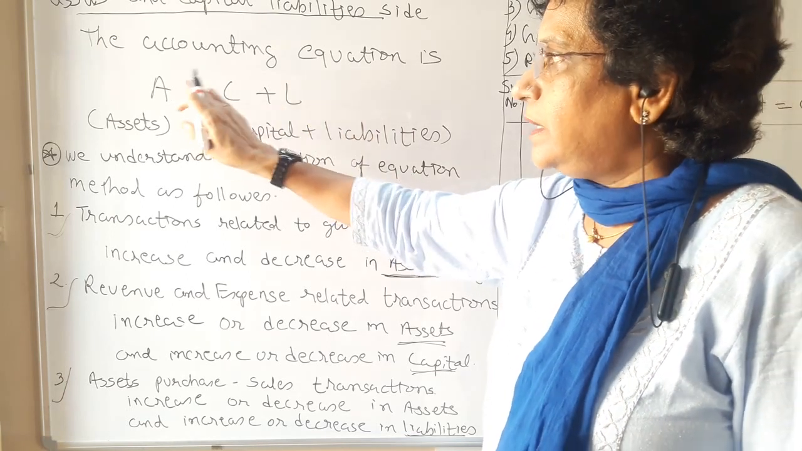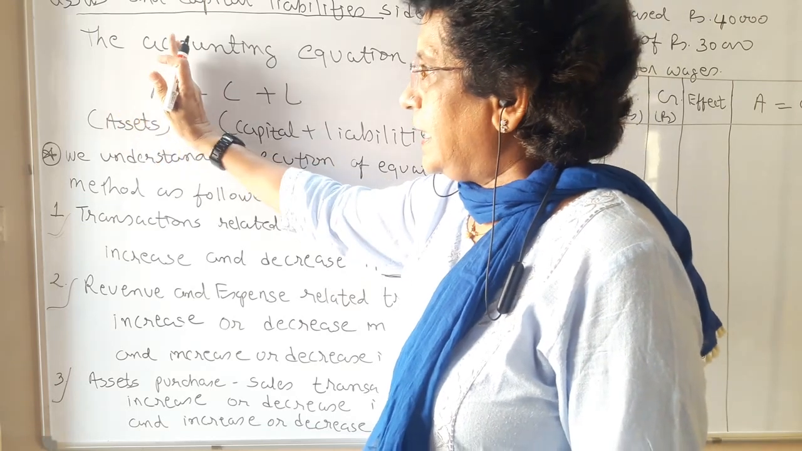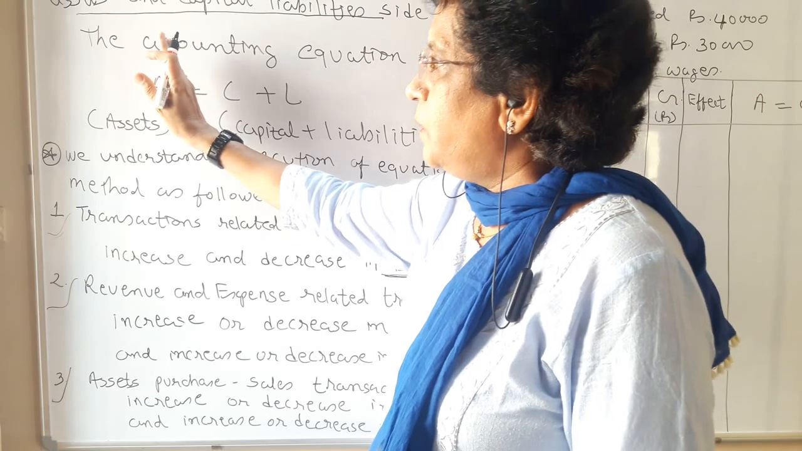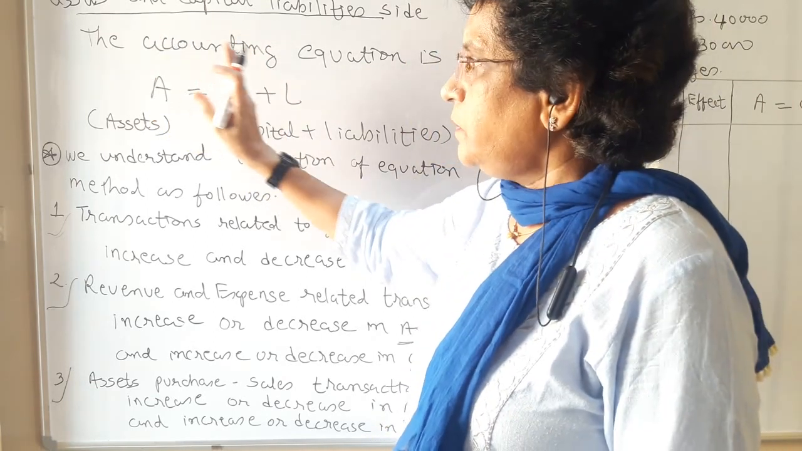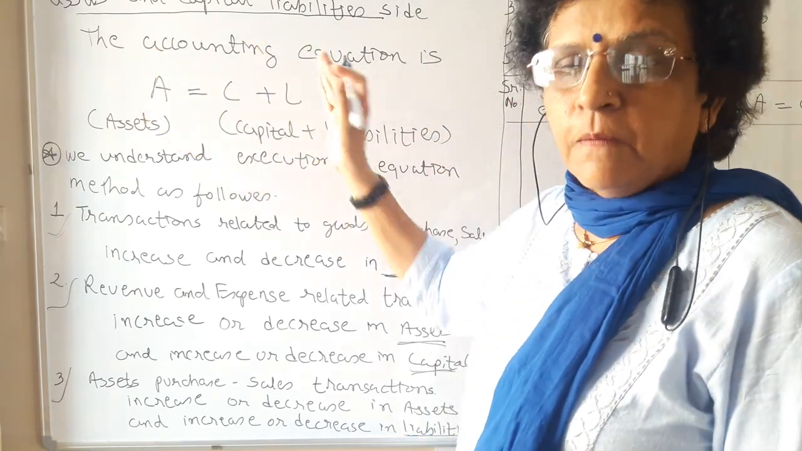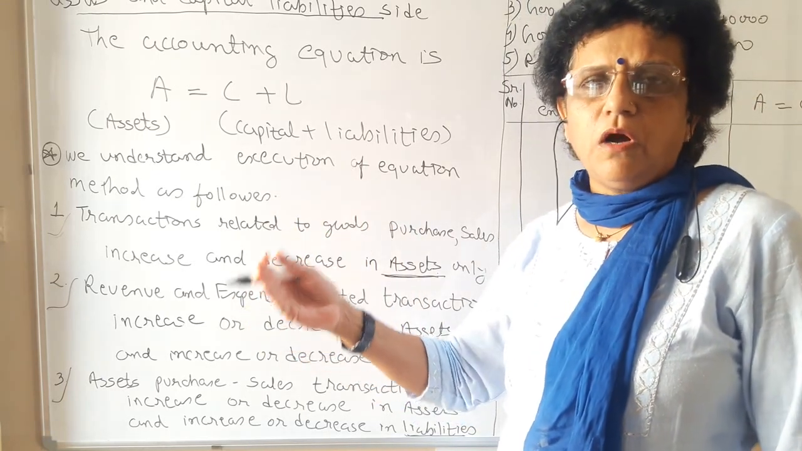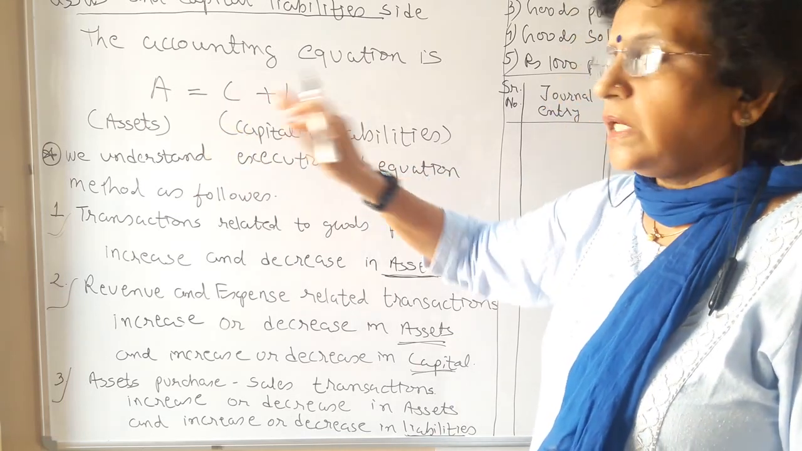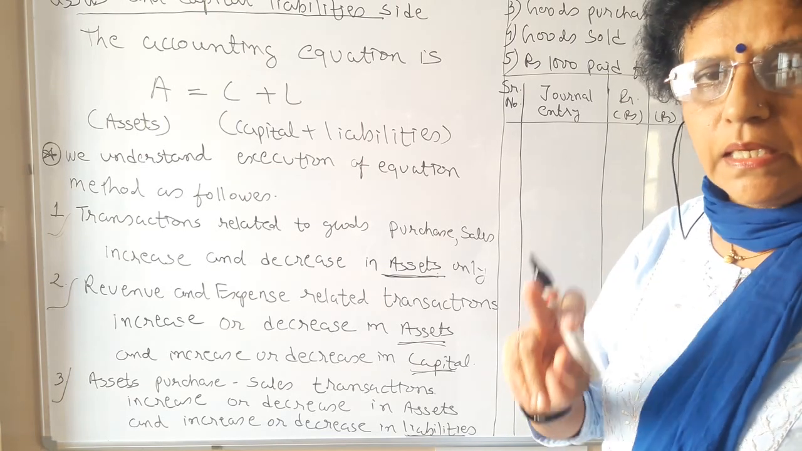So in this manner, in a transaction you may have both effects on the A side, with no change in C and L. Or you may have one effect on the A side and another effect on the C side. Or you may have one effect on the A side and the other effect on the L side. So looking at the transaction, you may have a difference of treatment, and ultimately your equation total should come out the same. That is what you have to be very careful about.